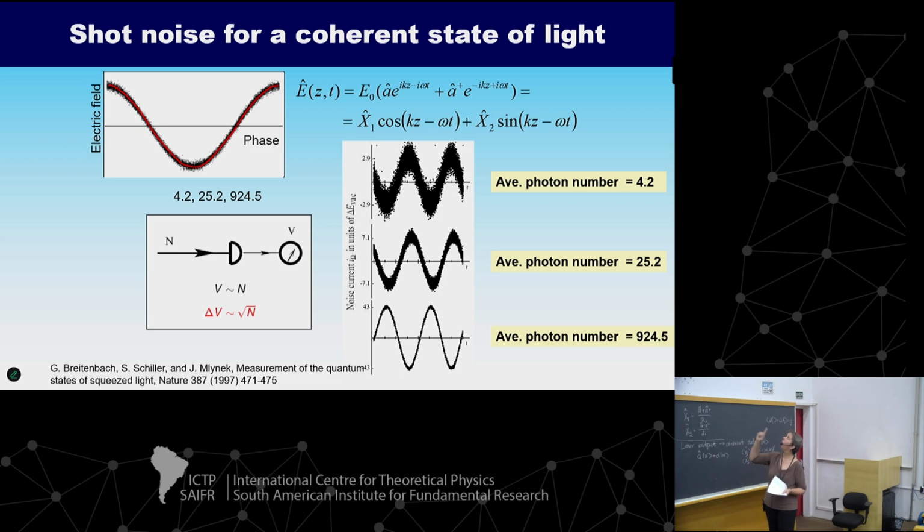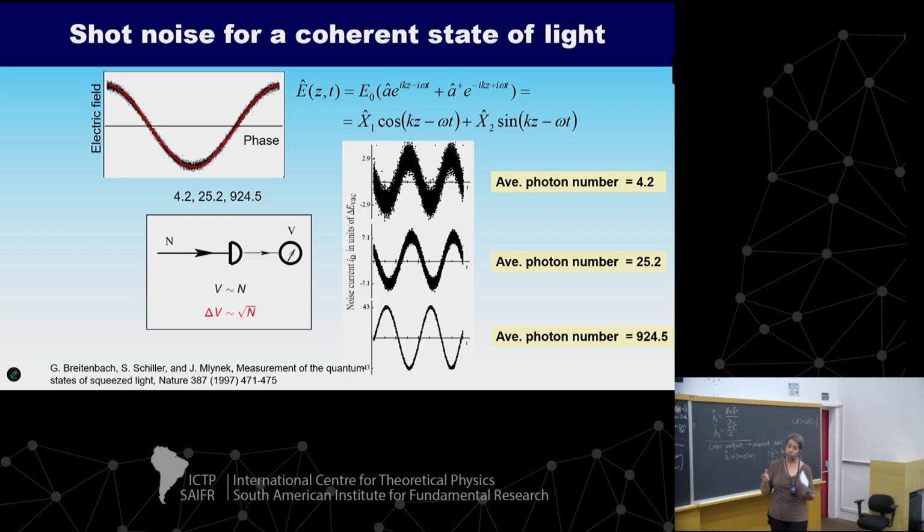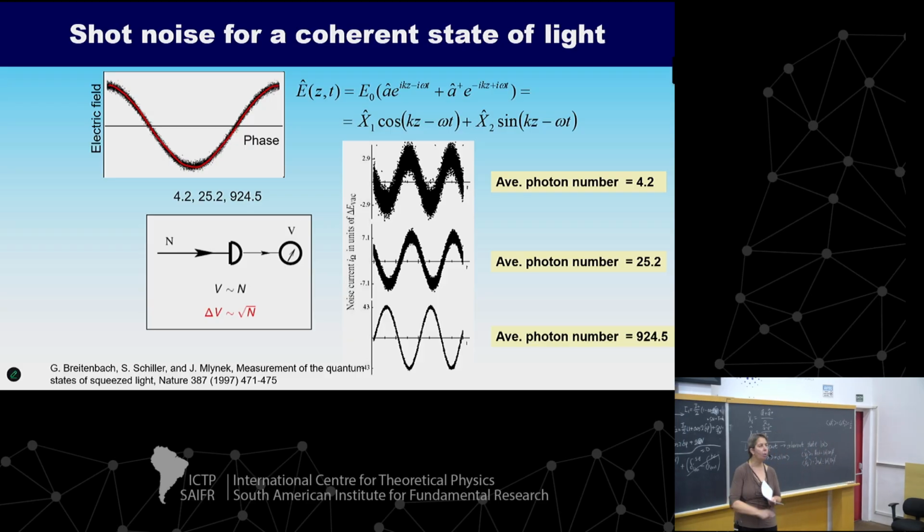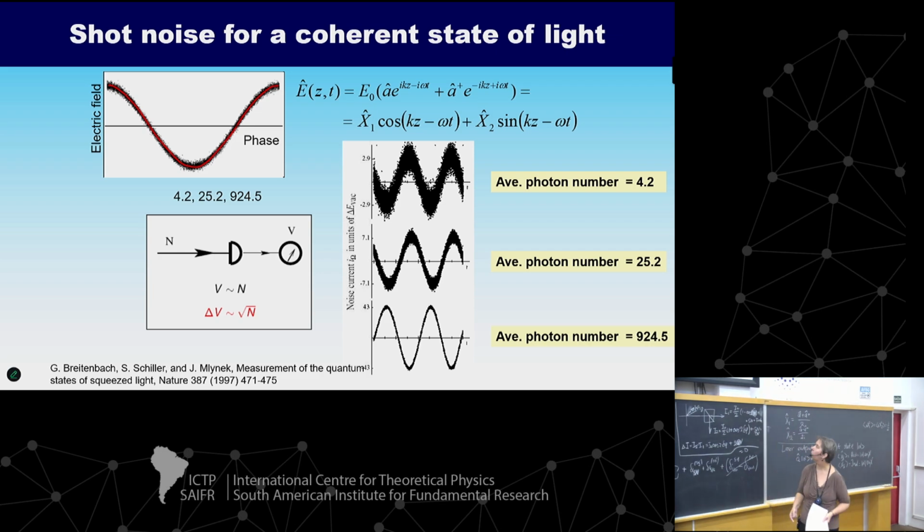You can see that if your average number of photons is really small, say 4, it's clearly a very noisy electromagnetic field. Every time you measure it, you have a lot of uncertainty in both its phase and its amplitude. If you have 25 photons, it's a little less noisy, but still noisy. If you have 1,000 photons, which is still a tiny amount of energy, nowhere near the light in a normal laser beam, you already barely see any uncertainty.